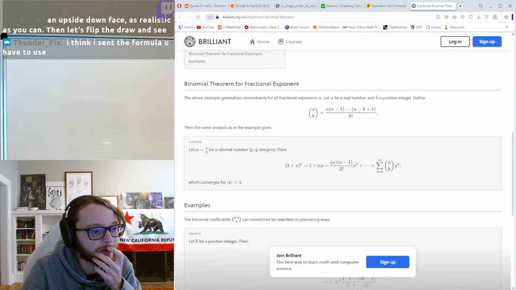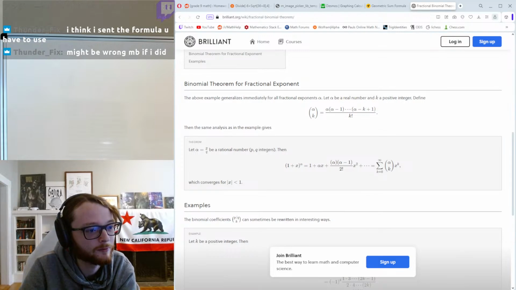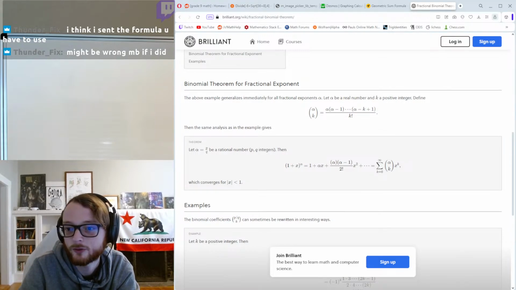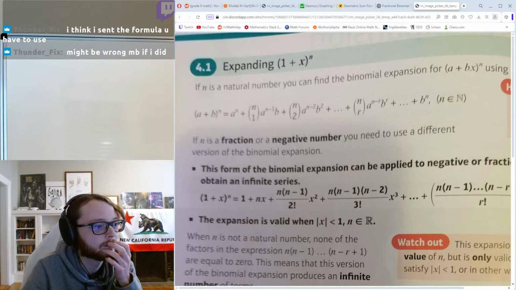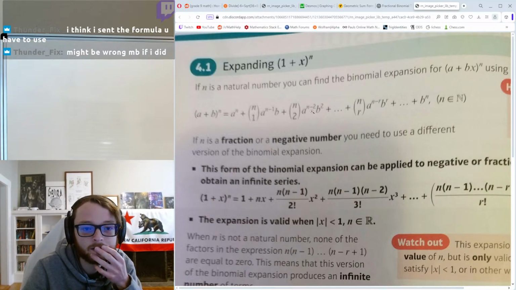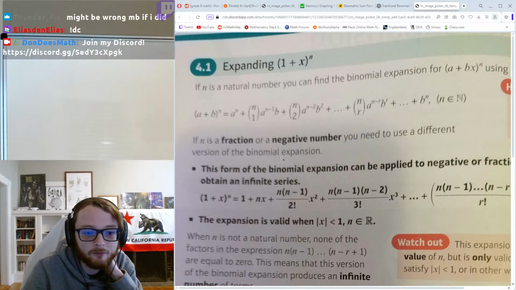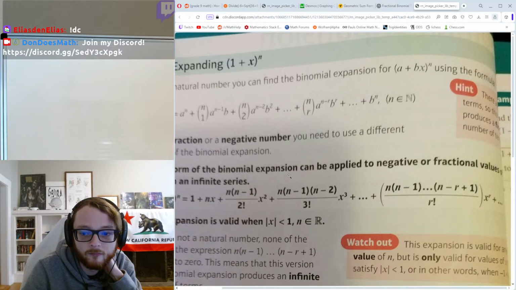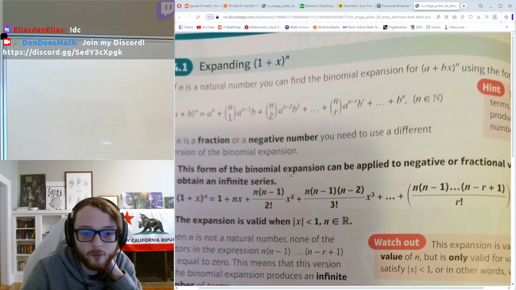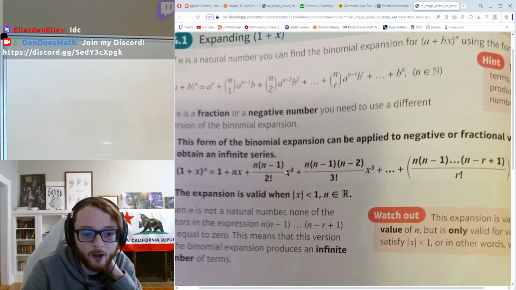Oh, Thunder, did you find the formula? I only just noticed my Discord. Actually, you only just posted it. If n is a fraction or a negative number, you need to use a different version. Oh yeah, I think this is it. This form of the binomial expansion can also be applied to negative fraction values. Oh, so maybe the same formula does work for negative exponents as well.